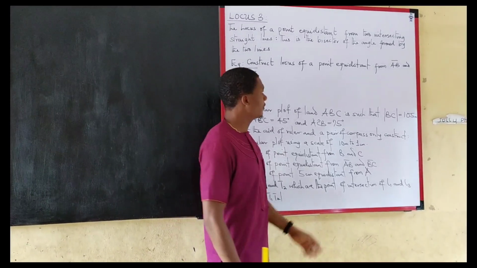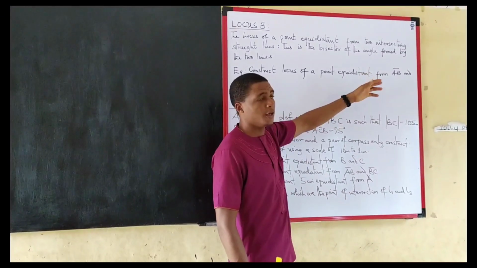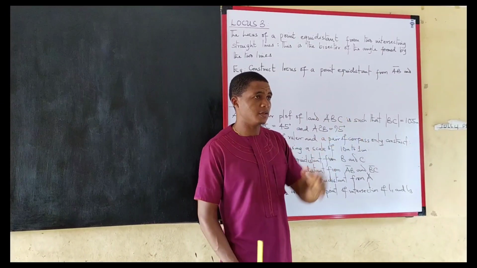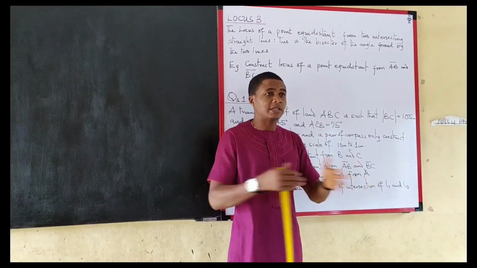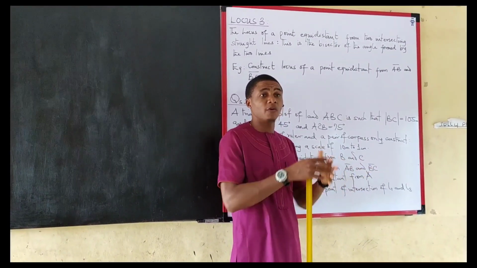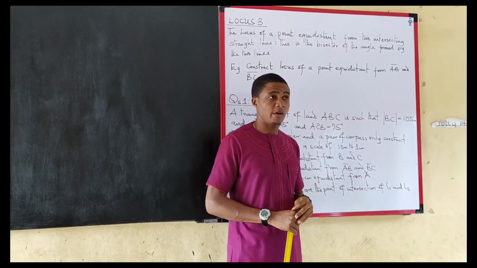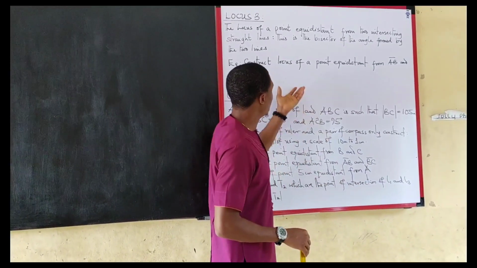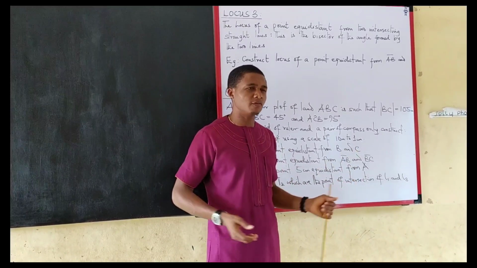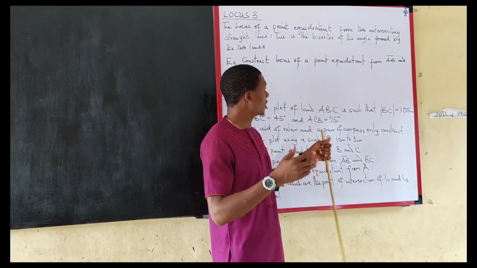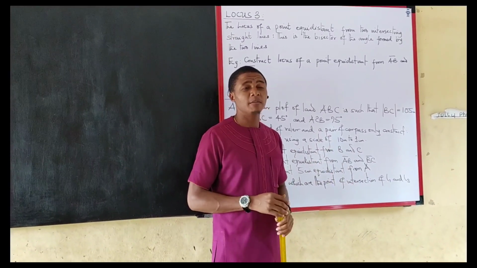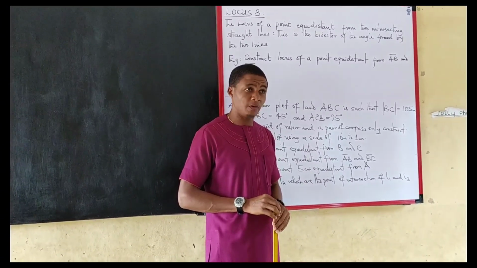So that shows two lines: AB and BC. Notice that the two lines intersected at a point, forming an angle. Are we following? That simply means the bisection of the angle formed by the two lines.